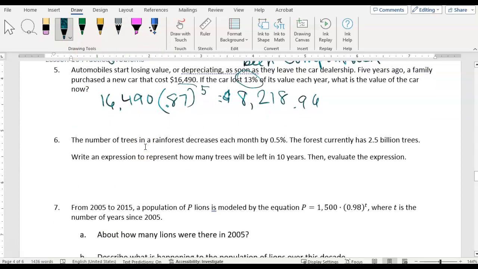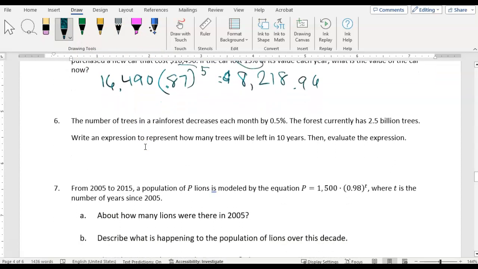Okay. Number 6, the number of trees in a rainforest decreases each month by 0.5%. The forest currently has 2.5 billion trees. Write an expression to represent how many trees will be left in 10 years, then evaluate the expression. So 2.5 billion is 2,500,000,000. And that is times, it's decreasing by 0.5%.